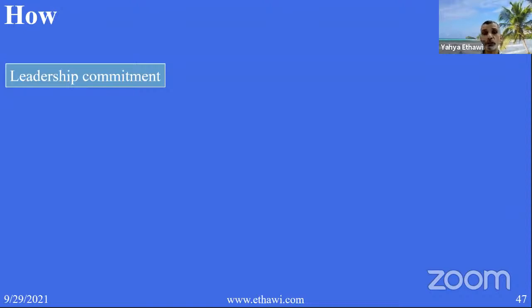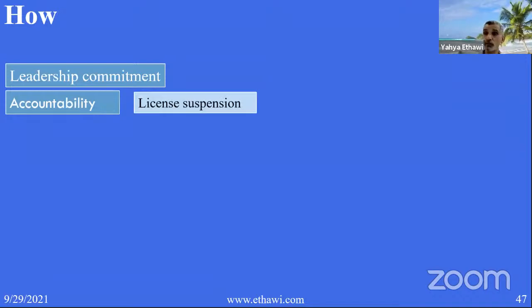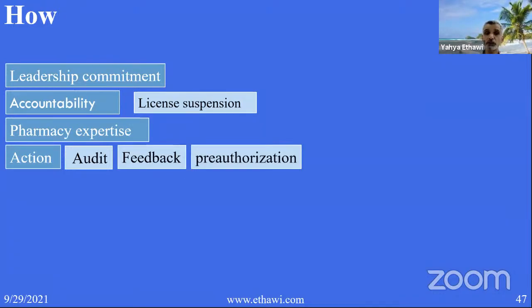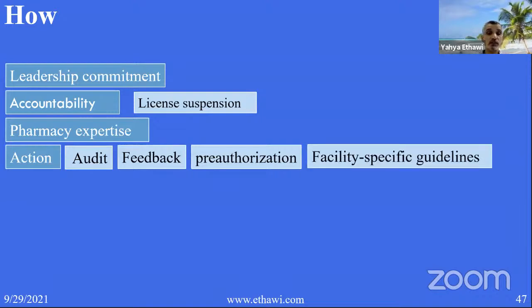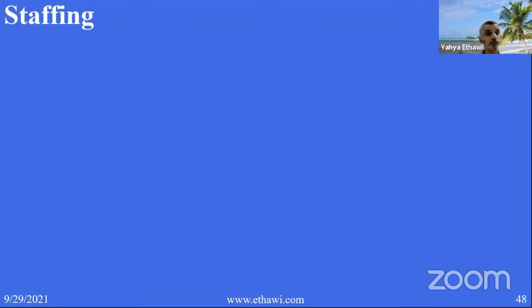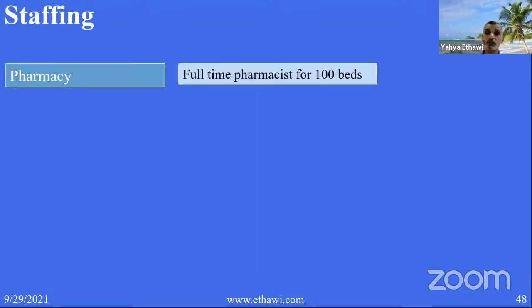So how do we reduce antibiotics? Leadership commitment and accountability, such as removing the license of doctors who write antibiotics without necessity. Pharmacy experience, action, audit, feedback, action, pre-authorization, and we'll talk about it, facility-specific guidelines. If you have guidelines and you follow them, then probably you minimize. Tracking, reporting, and education.